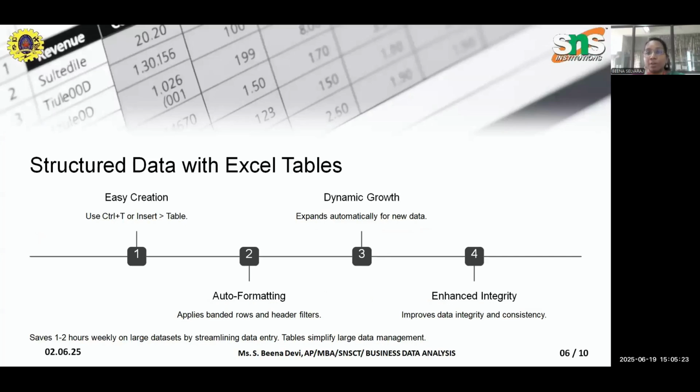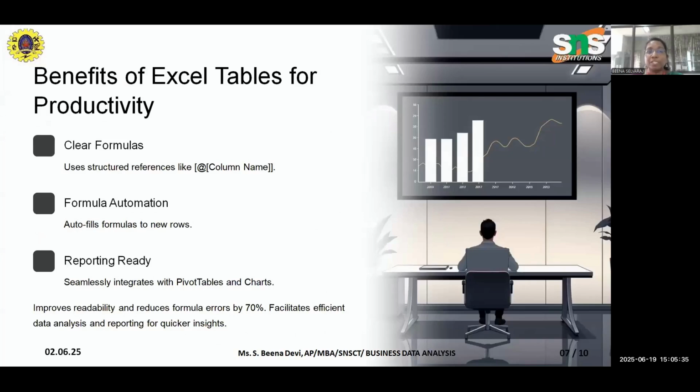That is why, when you are doing a presentation with data, you can use all these lookup formulas to represent the data in the appropriate way. The benefits of using Excel are that you can use clear formulas and structured references, and you have formula automation. When you use a single formula for a cell, it can automatically be applied to all the other cells. It is reporting ready, so you can seamlessly integrate with pivot tables and charts, giving a graphical representation of all those things. So that is how VLOOKUP, HLOOKUP, and XLOOKUP play an important role whenever you present data.